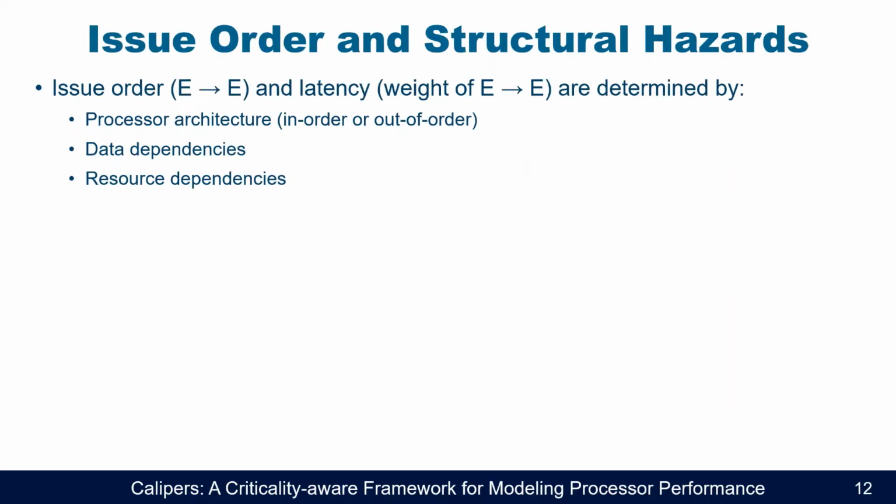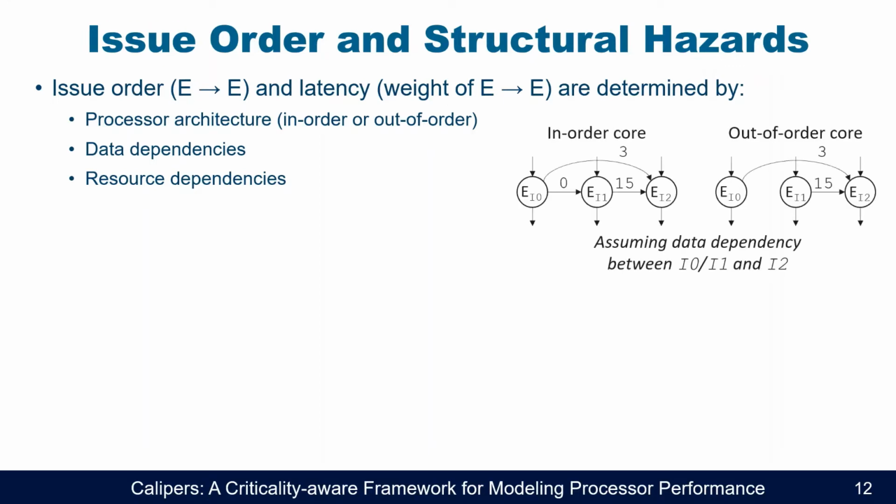Okay, issue order and latency are modeled by adding appropriate edges between the execute vertices of instructions in Calipers. How or when instructions are scheduled to be issued in a processor depends on the processor architecture and data and resource dependencies between the instructions. Let's take a look at an example. Assuming there is data dependency from instructions I0 and I1 to I2, edges from E of I0 and I1 are added to E of I2.